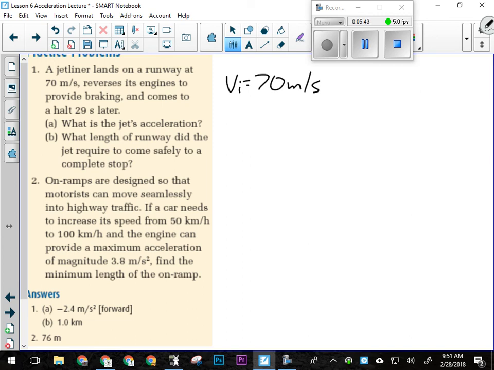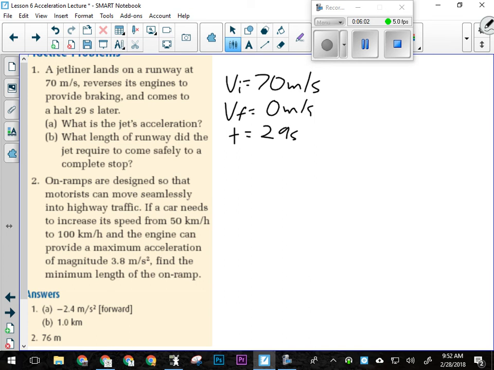It reverses its engines in order to provide braking. That's how those work. If you've ever been on a plane when it lands, you can actually feel the jets going the wrong way. And it comes to a halt. So VF is 0 meters per second, and it does that in 29 seconds. All right, so it's asking me what's the jet's acceleration?